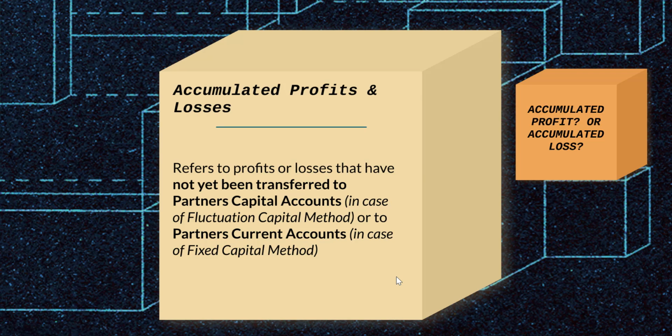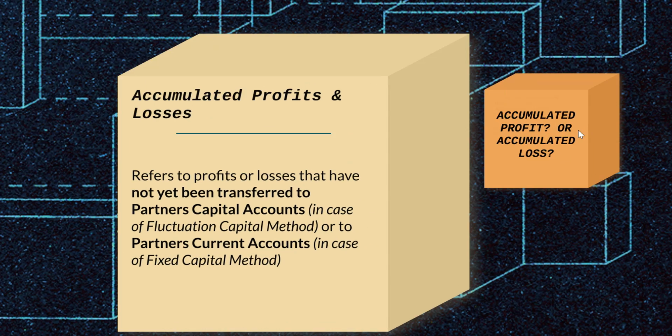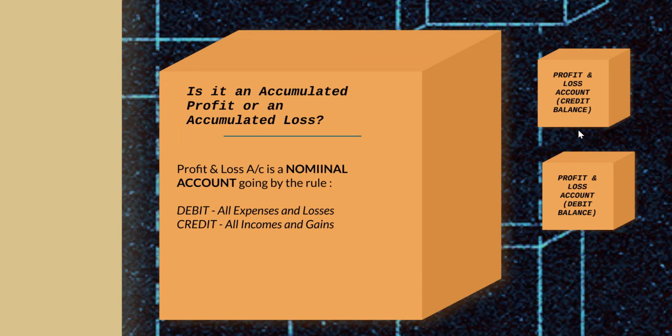But where there is a P&L balance in the balance sheet, it refers to either a profit or loss that has not yet been transferred to the partner's capital or current account. Now, how do we find out whether it's an accumulated profit or whether it is an accumulated loss? So let's go into that. Is it an accumulated profit or is it an accumulated loss?